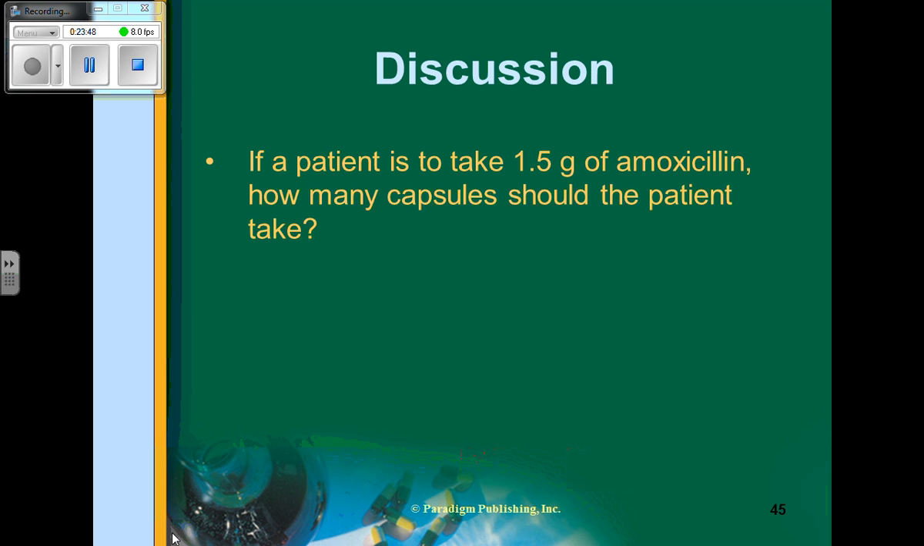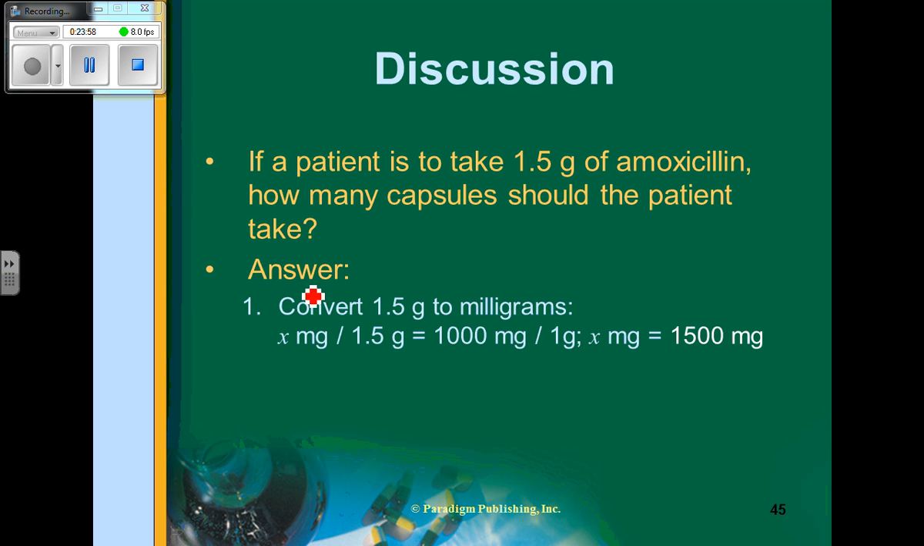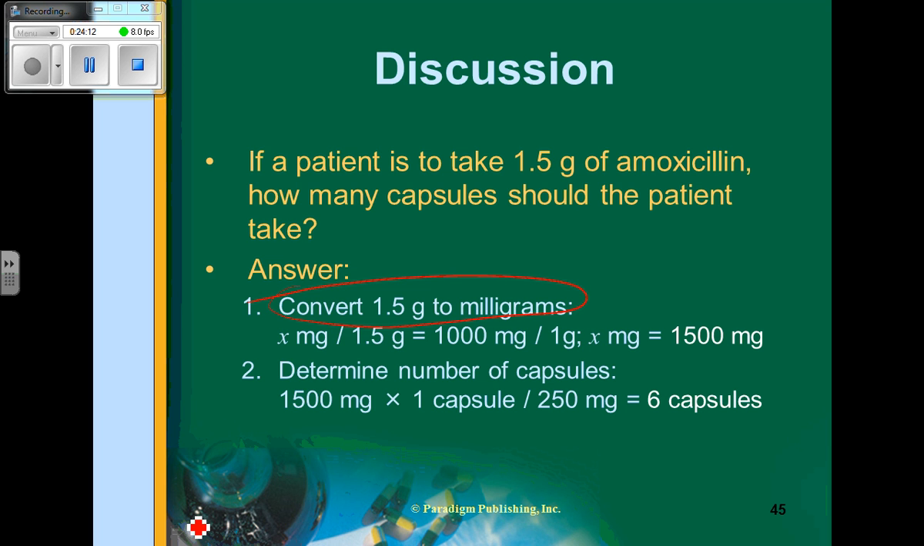So if a patient is to take, this is just telling you what I did. Take 1.5 grams of amoxicillin, how many capsules should the patient take? What I did is I converted your 1.5 grams over to milligrams. Then I determined the number of capsules: 1.5 grams is going to be equal to 1,500 milligrams. So I took that 1,500 milligrams times 1 tablet divided by 250 equals 6 capsules.